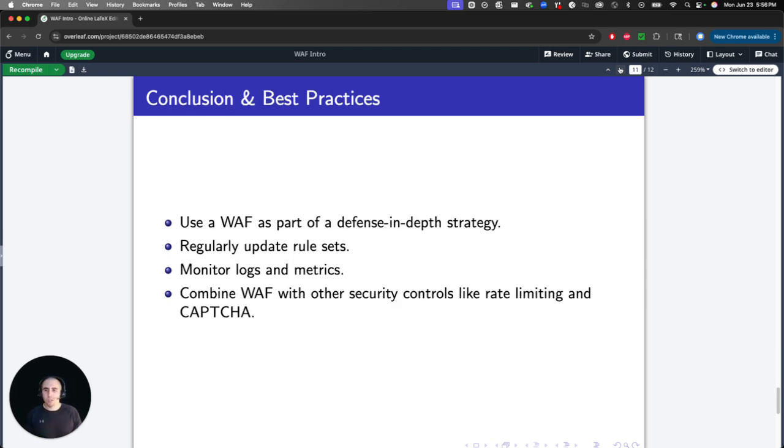So overall, using a WAF as part of a defense in depth strategy is a pretty important thing to do, and regularly update those rule sets to make sure that you're having the best balance of security, but also a customer experience that isn't degraded by the security.